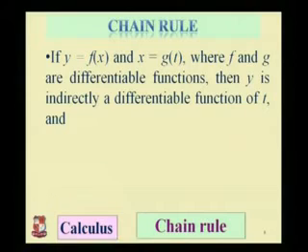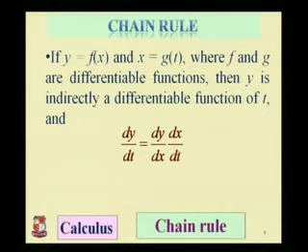If y is equal to f of x and x is equal to g of t, where f and g are differentiable functions, then y is indirectly a differentiable function of t. So we can see that y is a function of x, x is a function of t. So indirectly we can say y is a function of t. So dy by dt is equal to dy by dx into dx by dt. This chain rule, I think, you already know from your 12th, right? Now we are using this chain rule in partial derivatives for more than one variable.